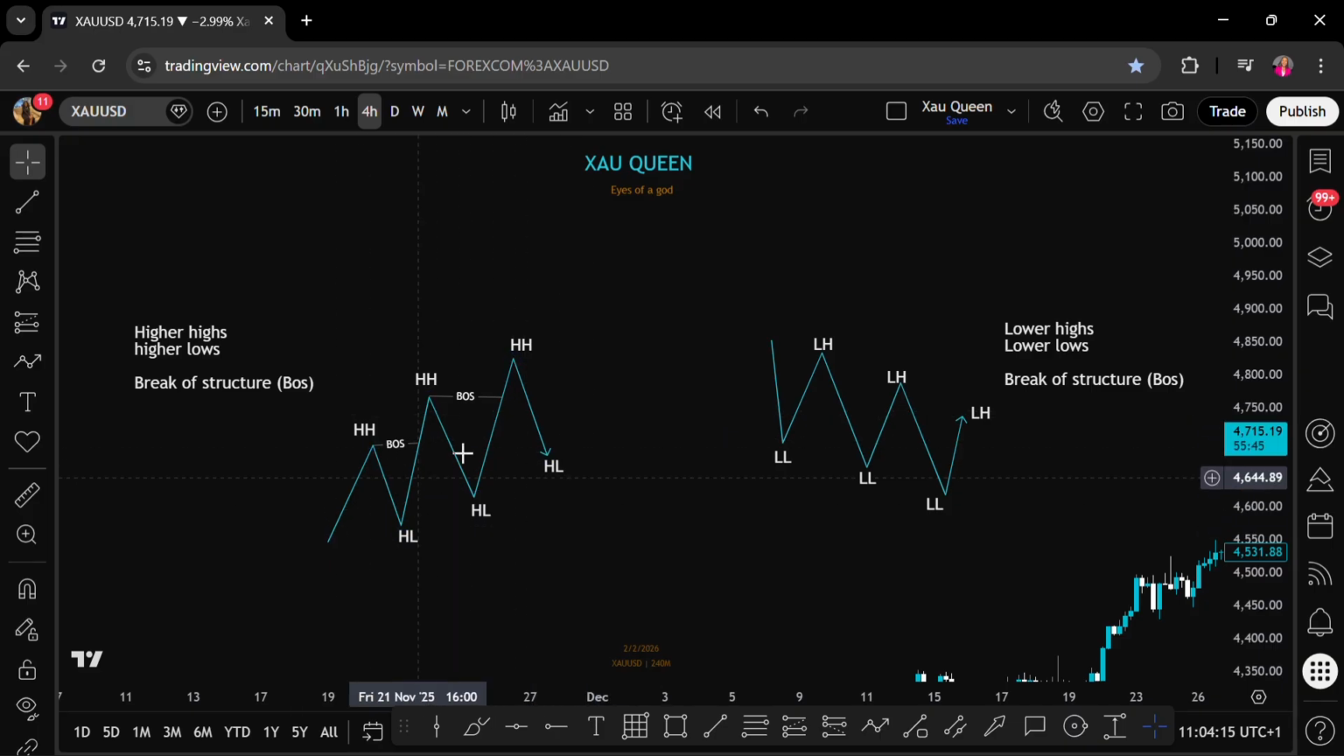Now, this is an uptrend. One of the ways we know if we are trending upwards is that price will be printing higher highs and higher lows. You see this high, this is a higher high, a high that is higher than this one. This low is higher than this one. This low is higher than this one.